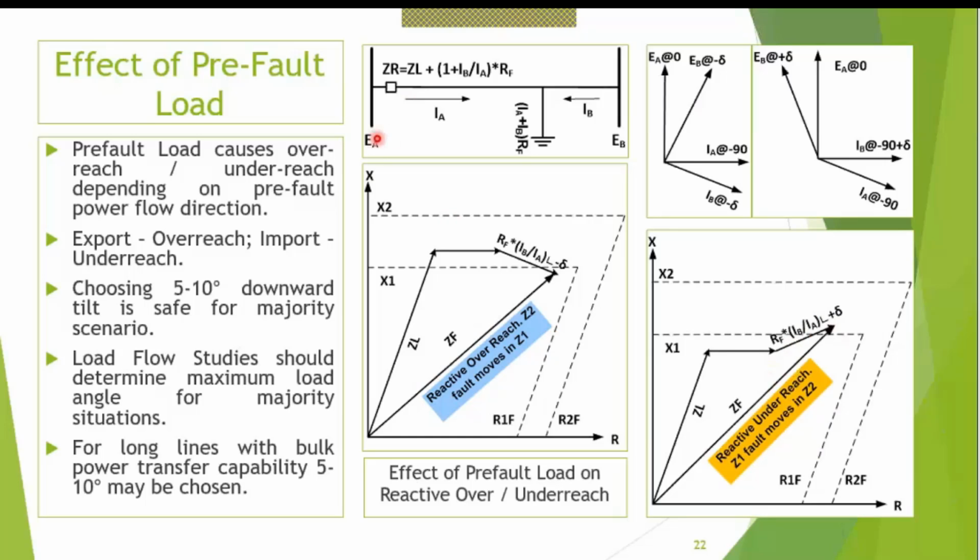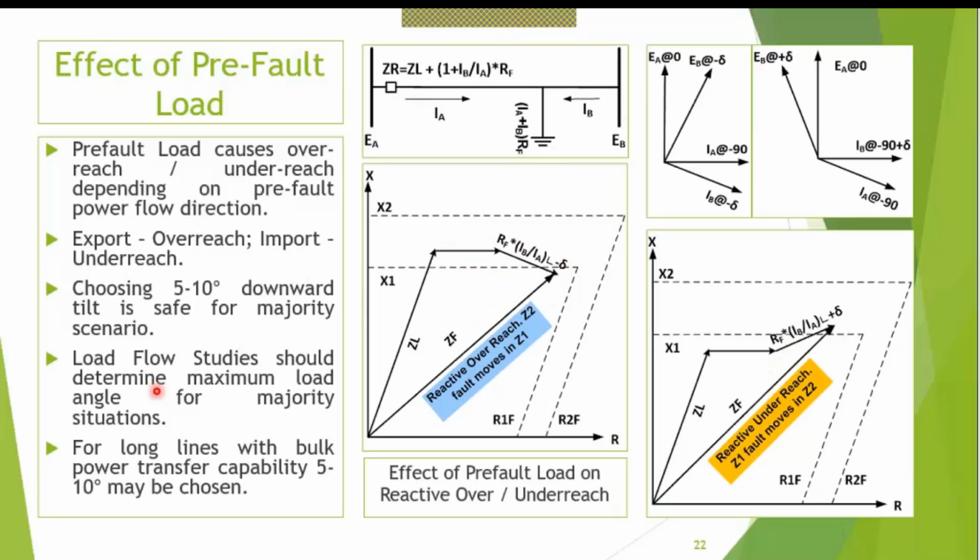If the fault point is from EA to EB, if the load is from EA to EB, bus A to bus B, prefault load, then the fault point moves downwards. Then overreach may happen. That is a problematic area for us because it is overreaching a line. The fault is in zone 2, it is being seen in zone 1.